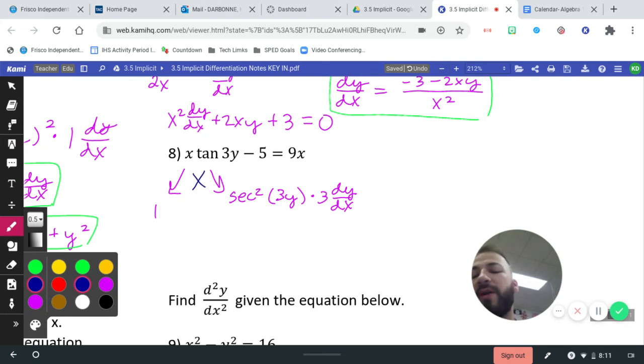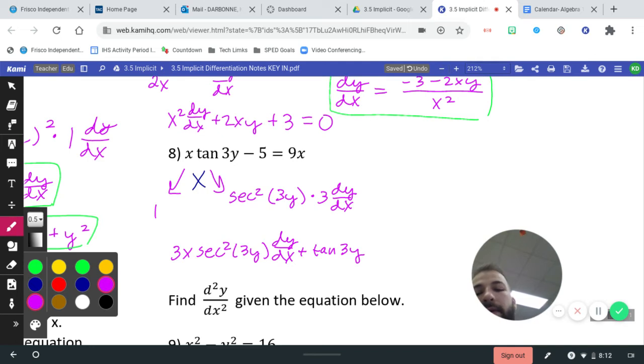Okay, then I need to cross multiply. So x times all that, so 3x secant squared of 3y dy over dx plus 1 times tan of 3y. So just plus tan of 3y. Then minus 5 is just equal to 0. 9x becomes just 9 dx over dx, so just 9.